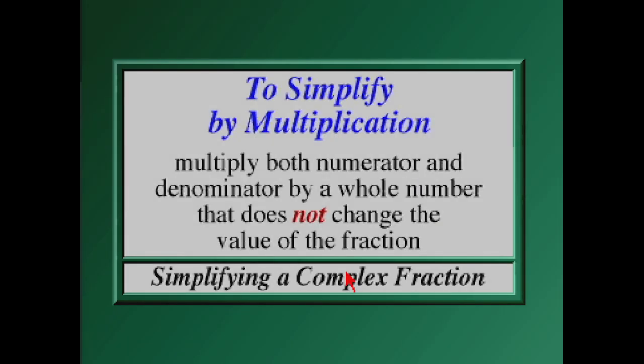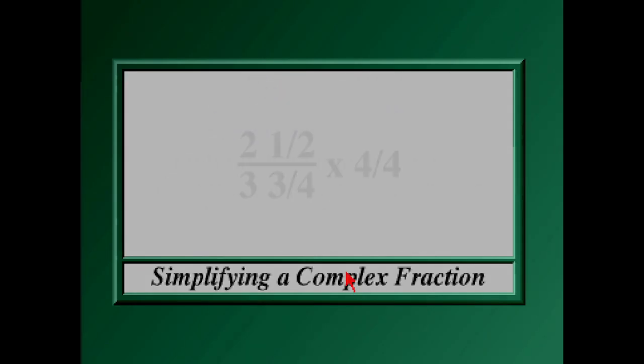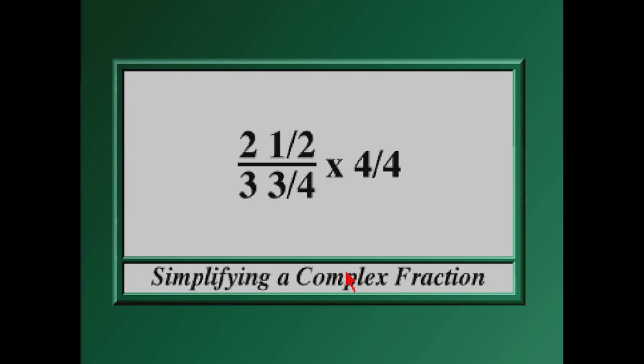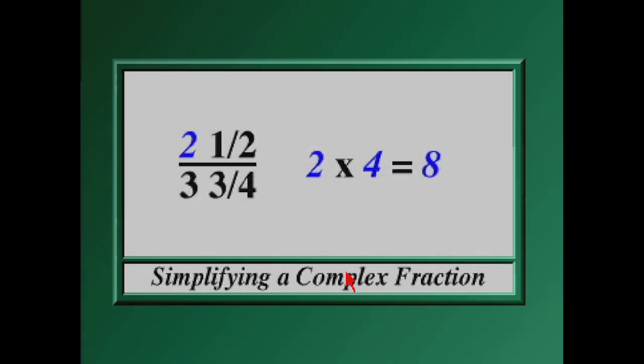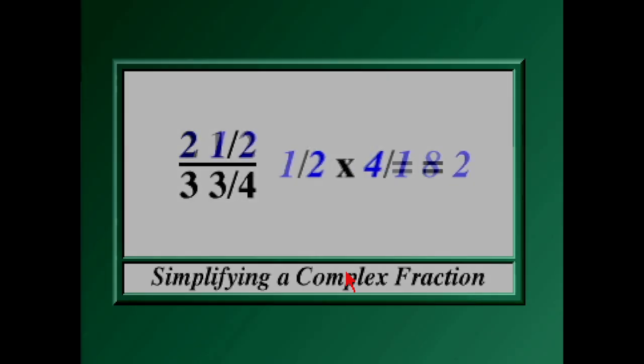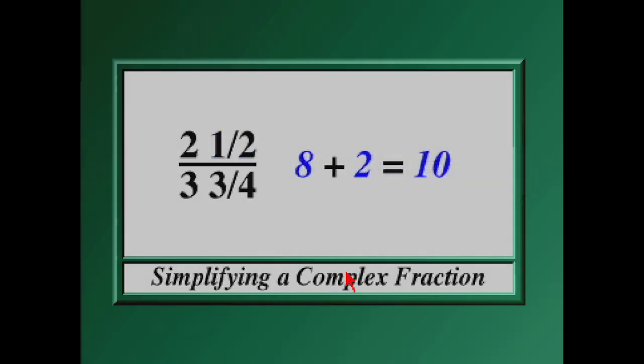To simplify by multiplication, multiply both the numerator and denominator by a whole number that does not change the value of the fraction. For example, to simplify 2 1/2 over 3 3/4, multiply both terms of the fraction by 4. 2 times 4 equals 8. 1/2 times 4 over 1 equals 2. And 8 plus 2 equals 10. 10 becomes the numerator.